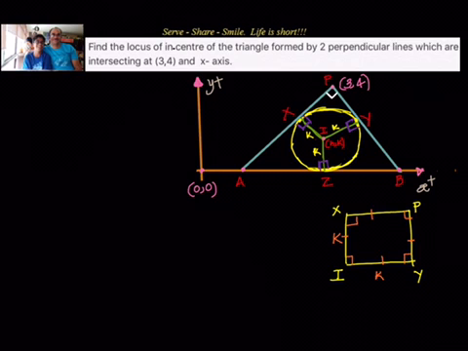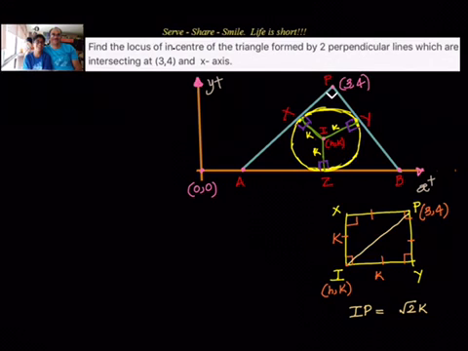In that case, what will be the distance IP? If you are able to understand that, then we have completed this problem. Now what are the coordinates of I? Coordinates of I are (h, k). And what are the coordinates of P? P coordinates are (3, 4). Now can you tell me what will be the distance between I and P? The distance between I and P will be the diagonal of the square, that is equal to root 2 times k. Now that will give us the locus.